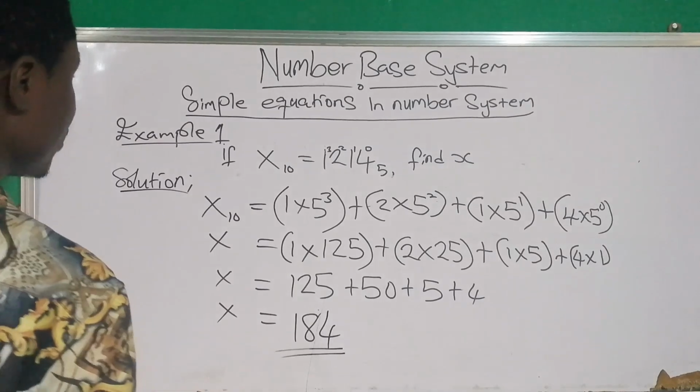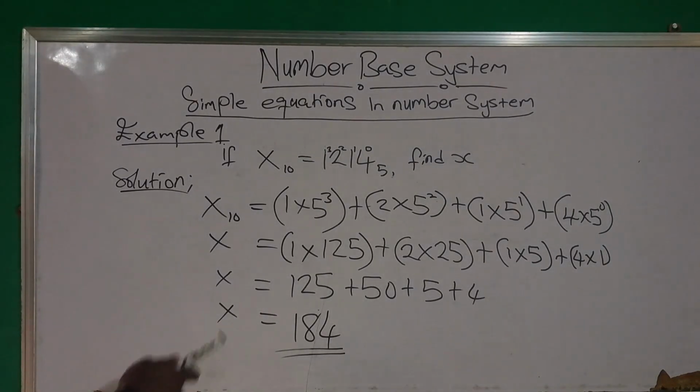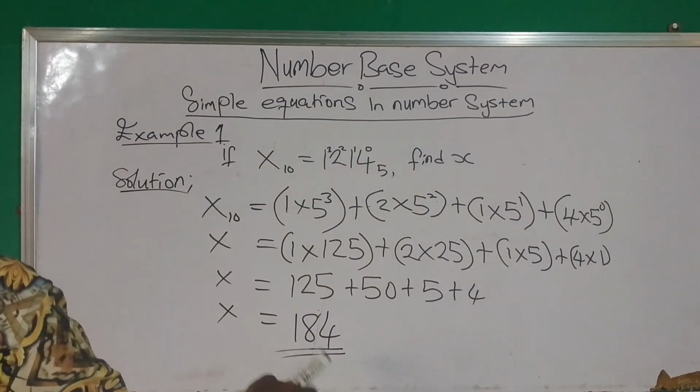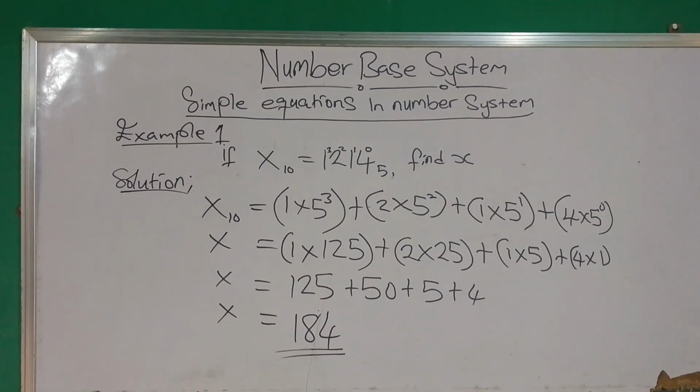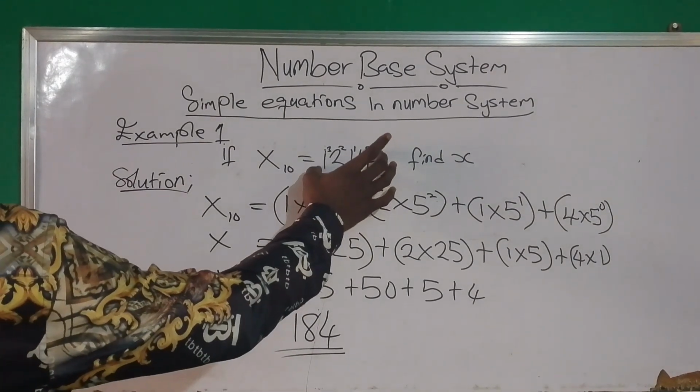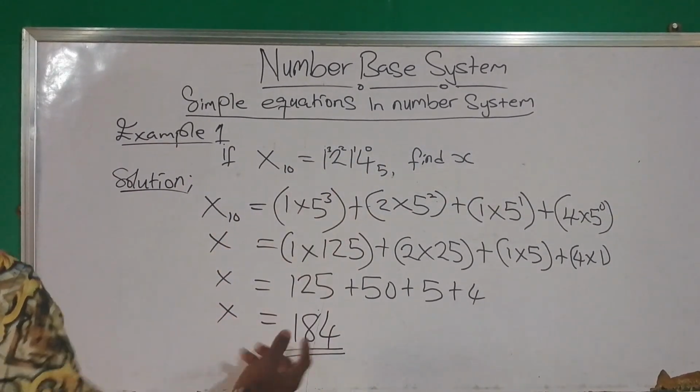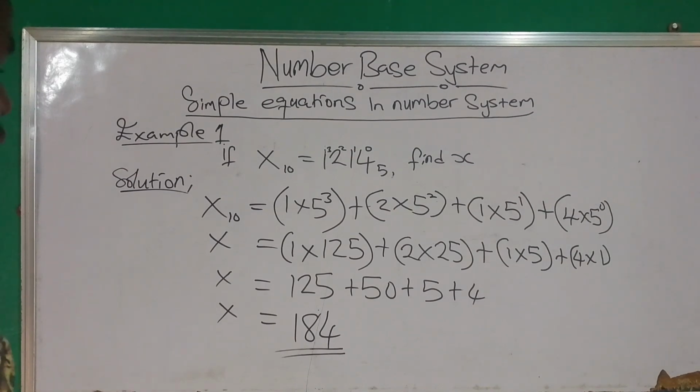So that brings us to the end of this question. We see that the value of x is 184. Simply what we did was just to convert this value, which is the value of x, to base 10, so that we can be able to relate to the value.